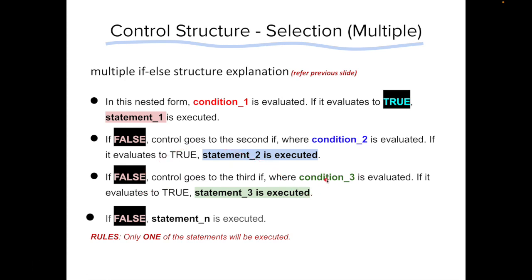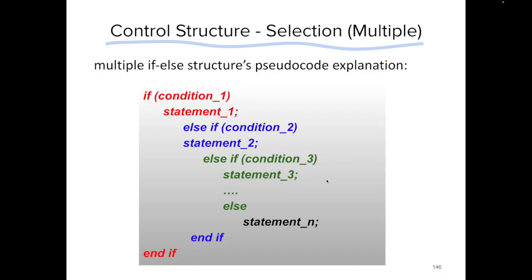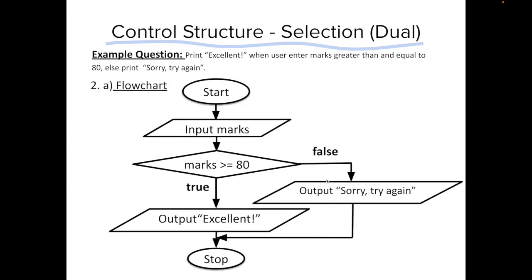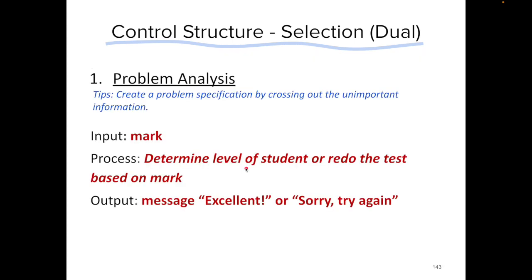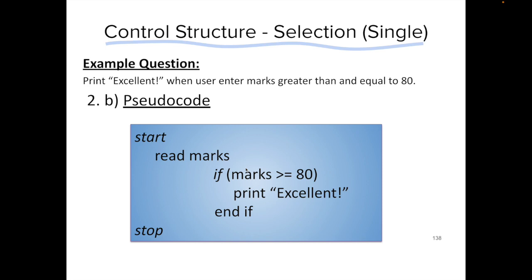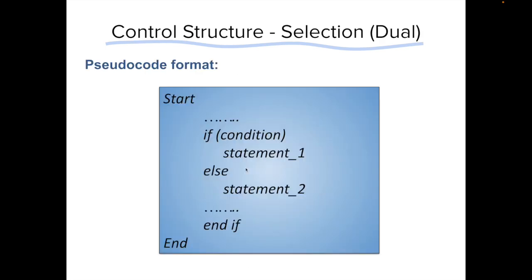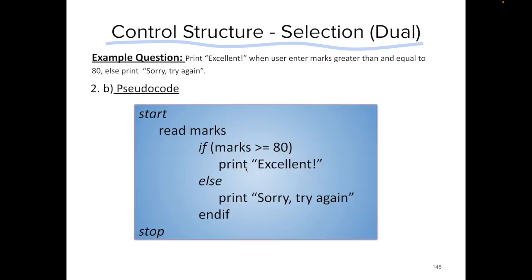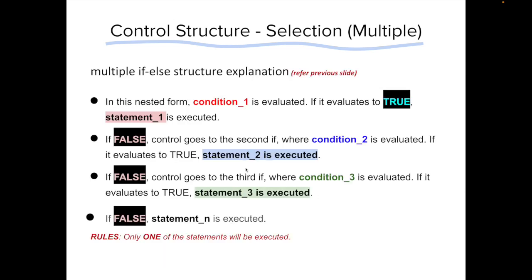Jadi maksudnya dekat sini, untuk multiple selection, condition dia ada lebih dari 1. Tapi kalau untuk dual, condition dia masih 1. Nampak ni? Masih 1. Okay. Dan untuk selection single pun, dia punya condition pun masih 1. So ingat jangan confuse kat situ. Okay. So this explanation, dia sama saja.